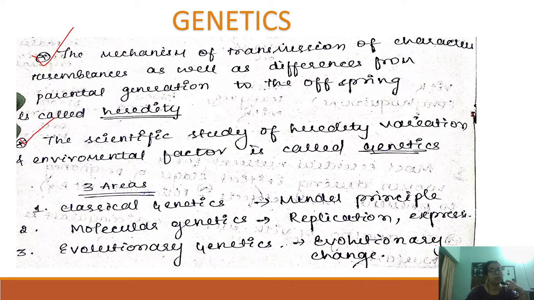Evolutionary genetics means to study evolutionary change, because we know that due to evolution there are a lot of changes happening from generation to generation. To study that, the phylogenetic tree and pedigree all come under evolutionary genetics. But we will be confined to classical genetics, and in this part of the video we are only going to discuss the basic terms that are used in genetics.